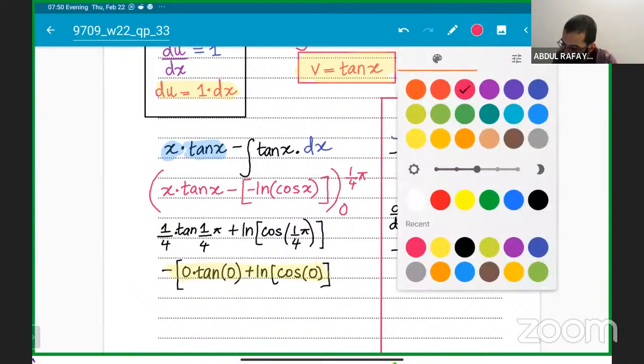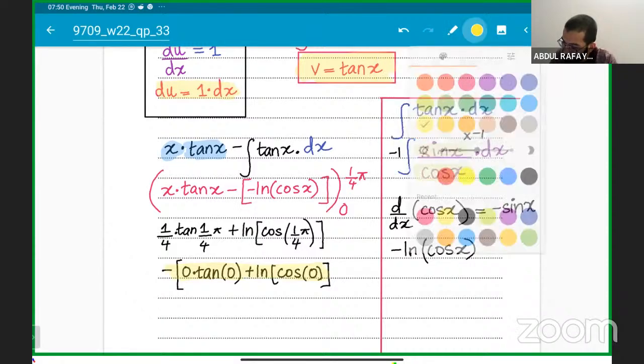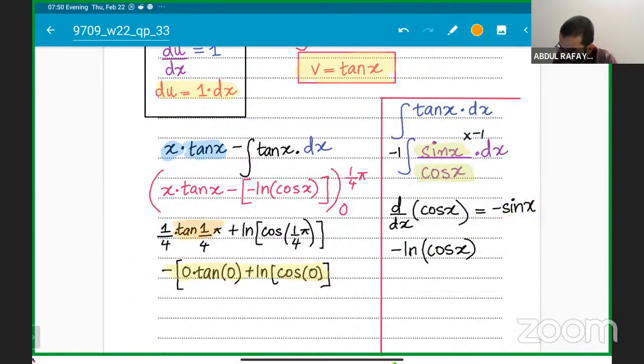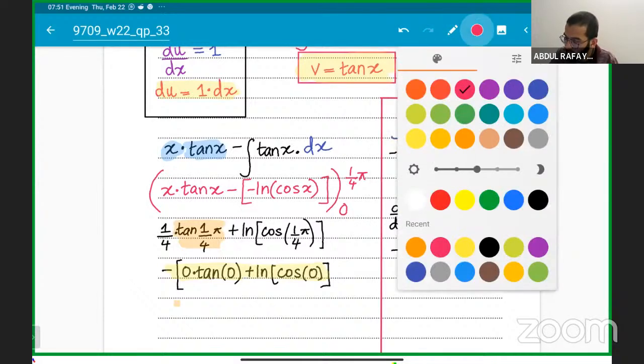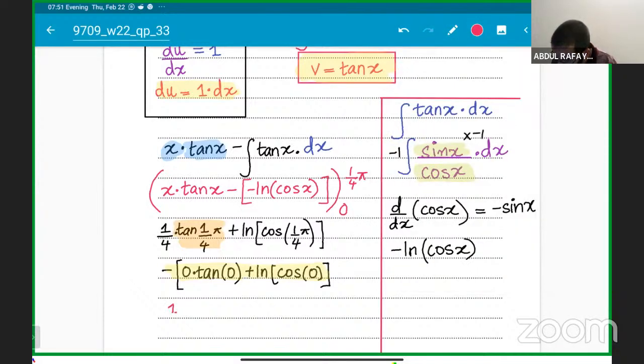Now let's try to simplify this, because we need to give the exact answer. Tan 1 over 4 pi is what? Make sure your calculator is in radians mode, students. Tan 1 over 4 pi is basically 1. So we got 1 here, 1 over 4 pi here. 1 over 4 pi times 1, I'm getting 1 over 4 pi.